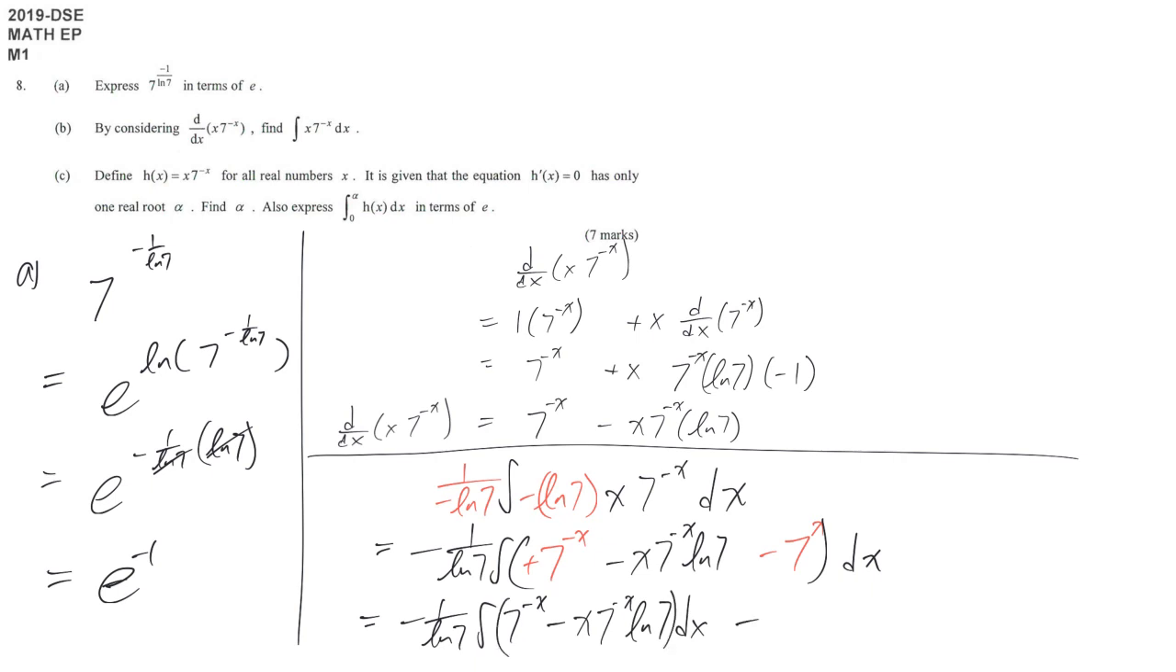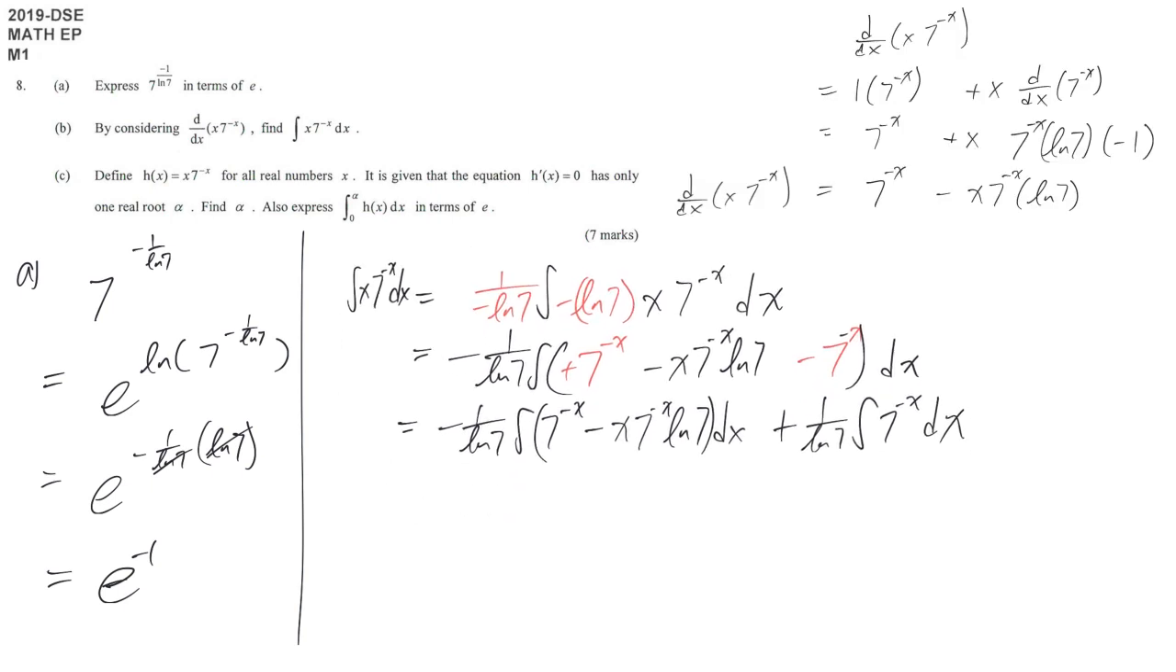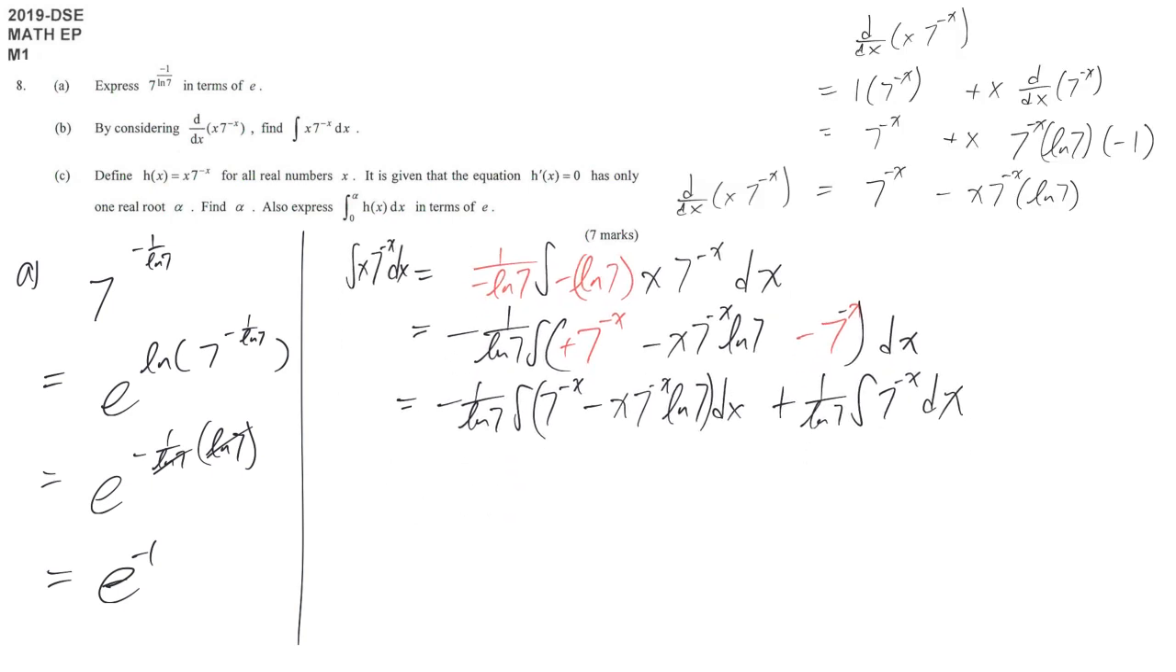And don't forget, when you take out this one, we also have this factor, so it will multiply it and give you 1 over natural log 7, and then 7 power of negative x, oh, it should be negative dx. Then we may just continue.